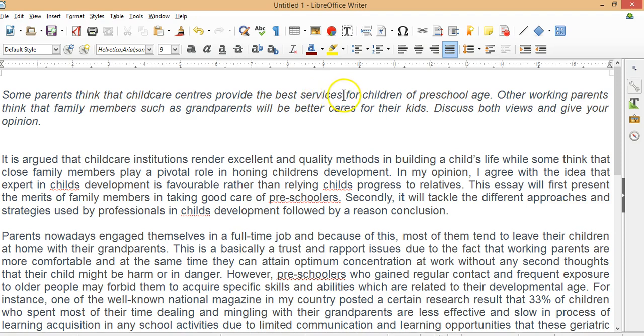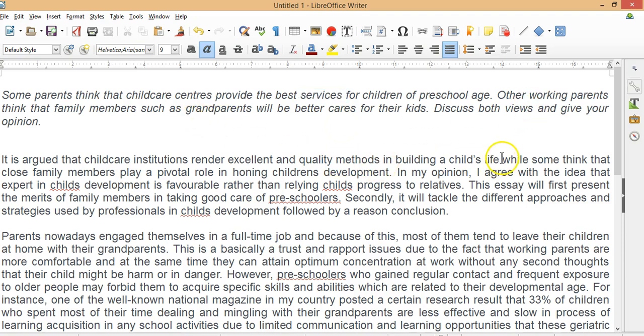So what you can do is change the form of the keywords. Okay, so instead of services, it could be service. Instead of the best, it could be a better service. Provides instead of provide, or make it a noun, a provision. Some parents think that the best childcare provision or services is from childcare centres. So you can change the form of the keywords. There's no need to have a completely different word as a synonym.